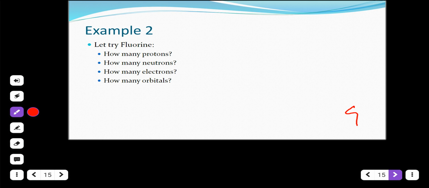Let's try another example. Fluorine. How many protons, neutrons, and electrons does fluorine have? Take a moment and look at your periodic table. We have 9 protons. Assuming this is neutral, we have 9 electrons. The average atomic mass is 18.9. I can round that to 19. That means, 18.99 can be rounded to 19 for the mass. That means that we're going to have 10 total neutrons in the nucleus.